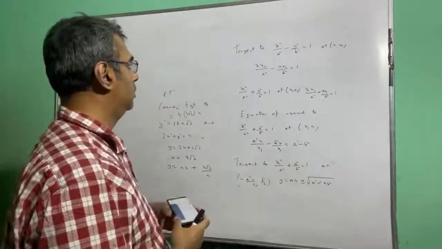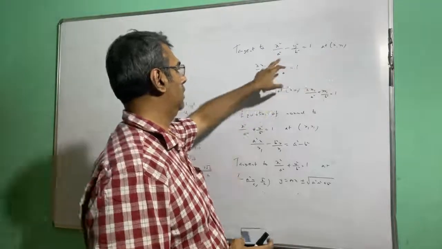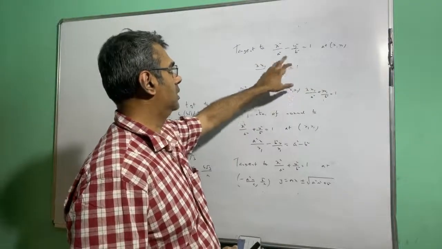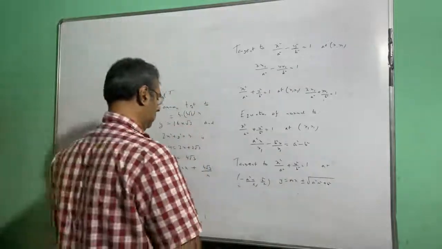The tangent to x square by a square minus y square by b square equal to 1 at x1, y1, this is for hyperbola, is x x1 by a square minus y y1 by b square equal to 1.